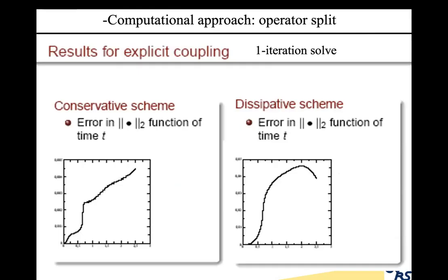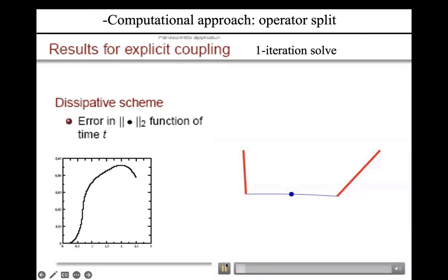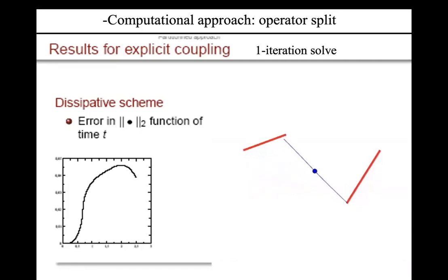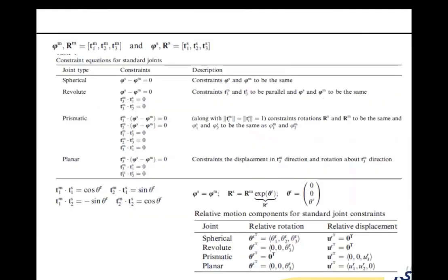So with a conservative scheme, you can do the dissipative scheme. I think this is the one when you have it in the split type of solution, and you can go on. And you can reduce the number of iterations if you go through that and so on and so forth. Now, this was done when you have Lagrange multipliers.